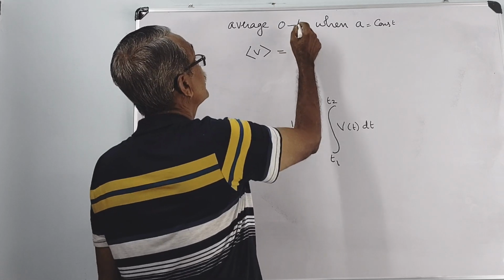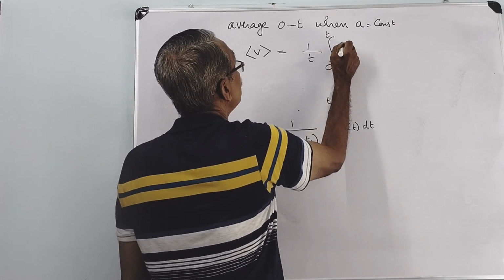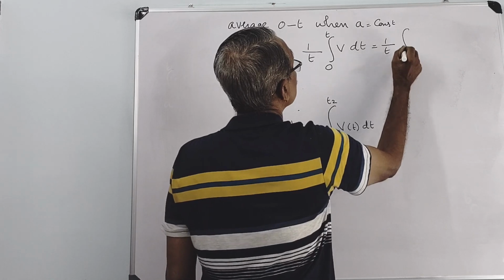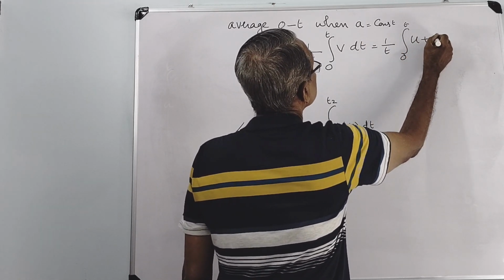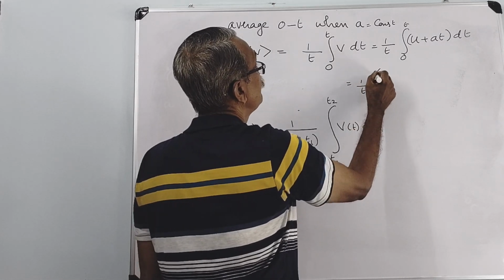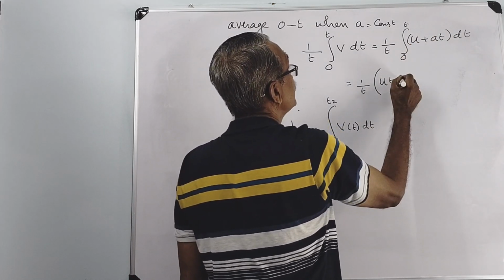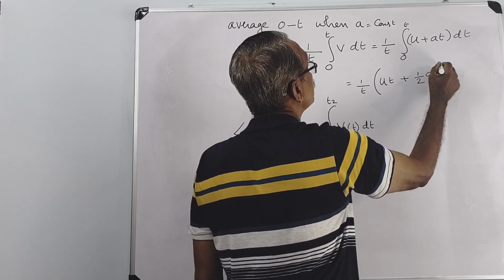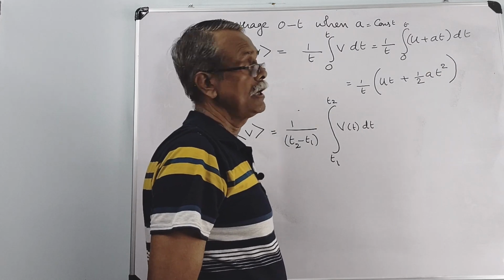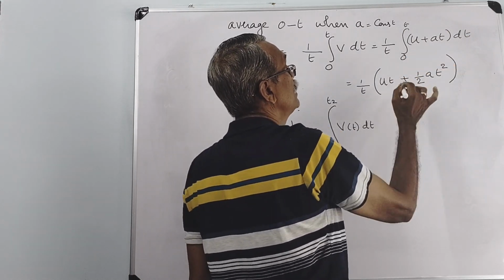This is T2 minus T1. Here T2 is T, T1 is 0. So 1 over T integral 0 to T V dt. We can write this is equal to 1 by T integral 0 to T, V is u plus at, dt. That is equal to 1 by T, u dt when integrated will become ut. at dt when integrated will become half at squared. This is ut plus half at squared, and we have to take this from 0 to t, and 0 will cancel, and therefore this is ut plus half at squared.